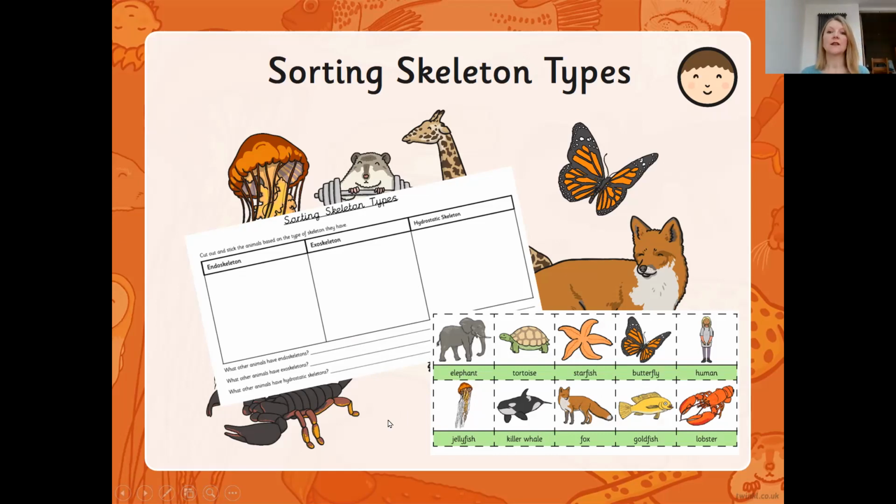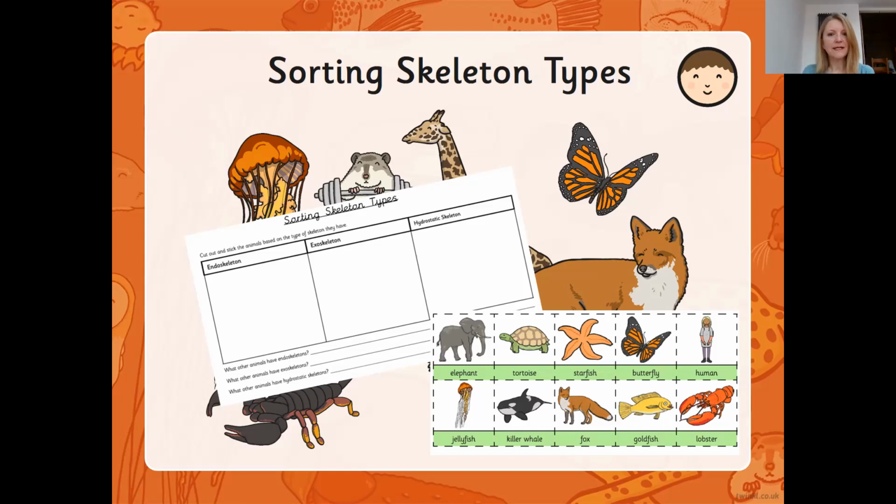If you can cut those out and stick them on your sheet. Otherwise, just have a look and maybe write them in your books, which group they would go into. So an elephant, endoskeleton, exoskeleton, hydrostatic skeleton. So for each of those, see where it would go. There's a little bit of extra there for you to have a think about. Could you think about any other animals which would go into those groups? There are a couple here which are tricky, that make you think a little bit more deeply. Okay, so that's your first activity to do. So just pause the recording while you do that.